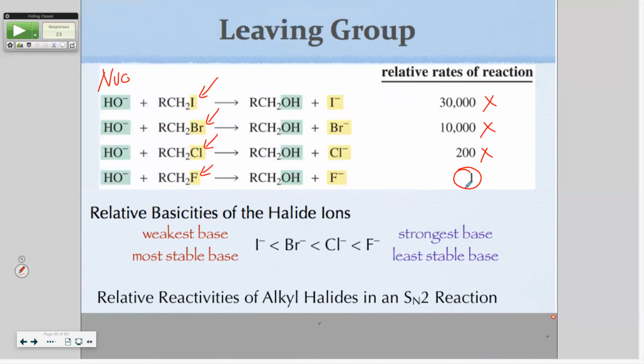Who is the worst leaving group? Fluoride. Do you notice it goes in order down the periodic table? So not only is the electronegativity getting less, but the size is getting larger. Turns out that iodide is the weakest base. Weaker bases are better leaving groups. And this is true in like 5,000 other reactions that we're going to do. It's about that many. It'll at least feel like that many.